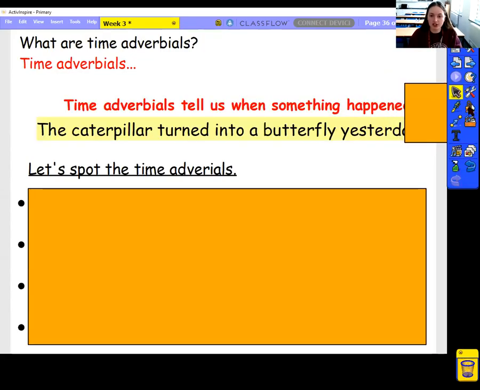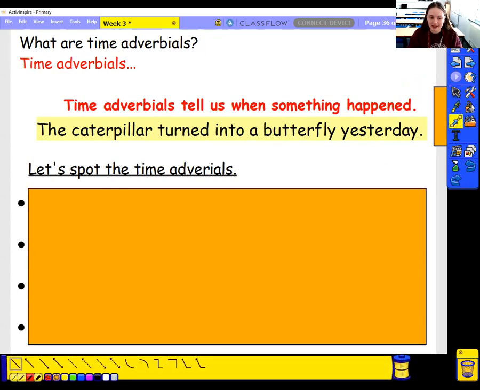Excellent. Well done, year 2. So time adverbials tell us when something happened. For example, the caterpillar turned into a butterfly yesterday. Yesterday is the time adverbial because it tells us when something happened.